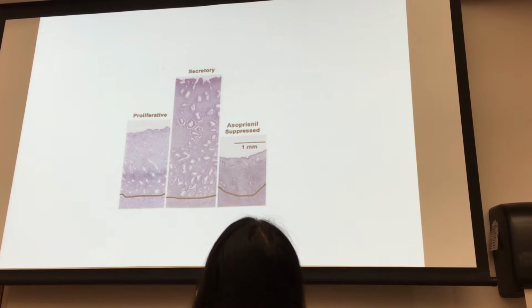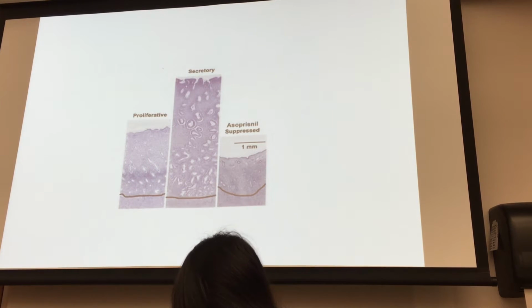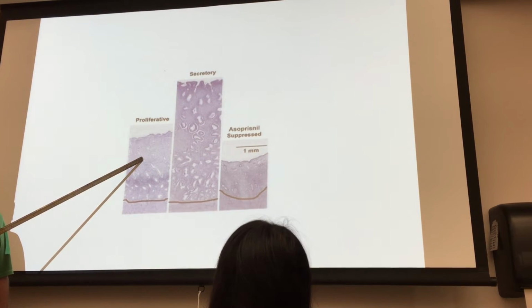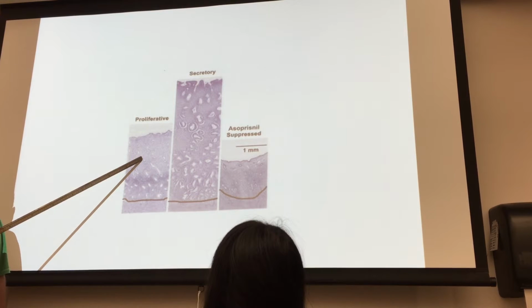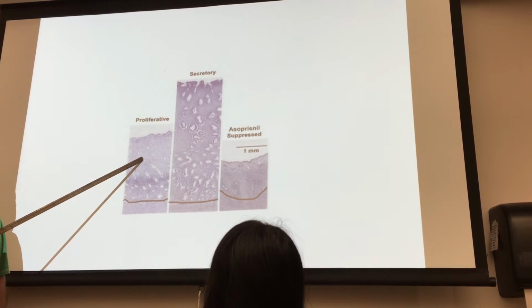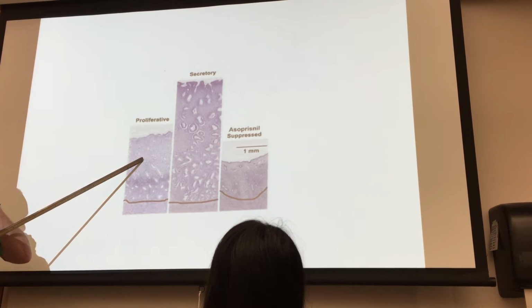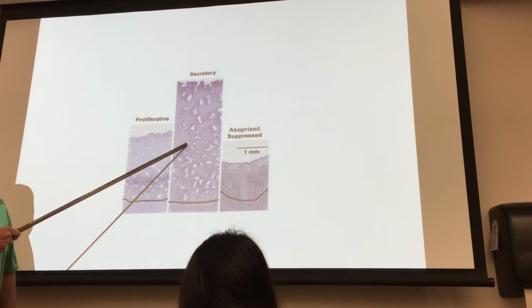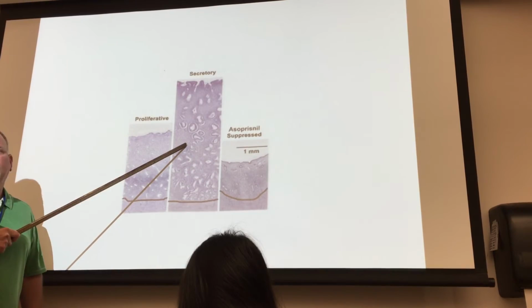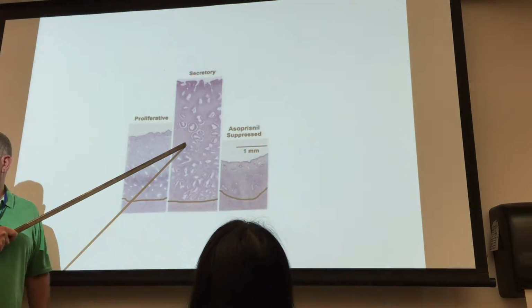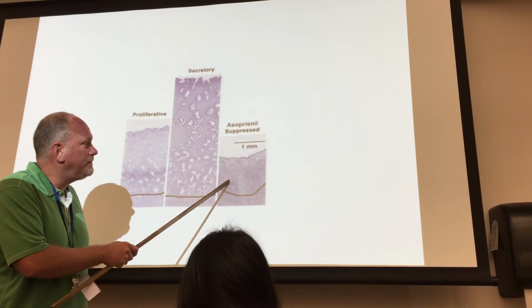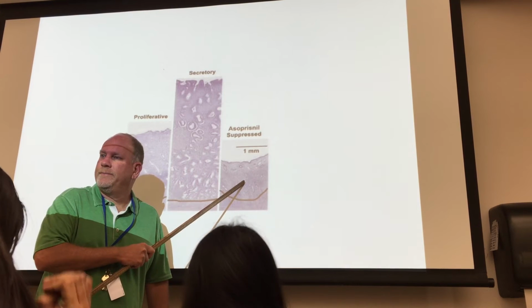Organ. Uterus. Days of the uterine cycle. 5 to 14. Days of the uterine cycle. 14 to 28-ish. So that puts the menstrual at 0 to 5.